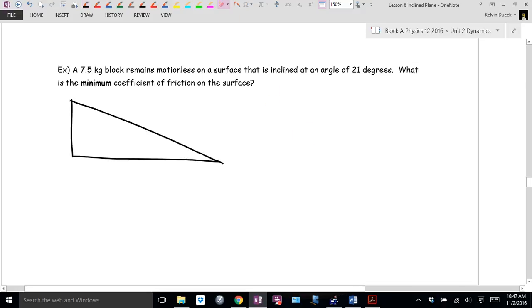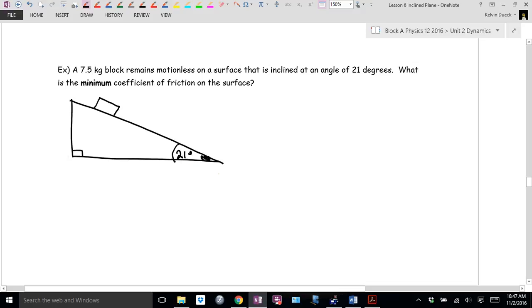Got notes okay? You pick up your pencil? Hey, there we go. Block, right there. If you want to label it with the 7.5 kilograms, you can. I tend not to because it clutters up the rest of my diagram, and I've got it sitting in the question. Right angle, 21 degrees, that angle there.